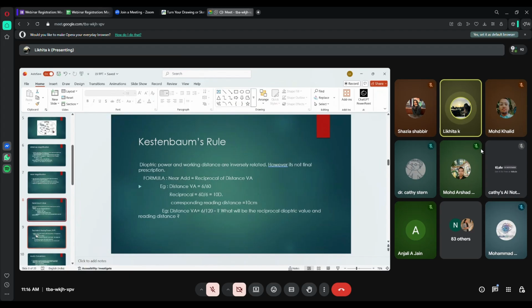Coming to Kestenbaum's rule, which is a very quick estimation method, but this method is not widely used as it doesn't give very accurate values compared to the EVP. We'll discuss it later. So what is Kestenbaum's rule? This method is used in low vision to determine the near addition required for reading. So what is the formula of Kestenbaum's rule? The formula is: near add equals the reciprocal of the distance visual acuity.